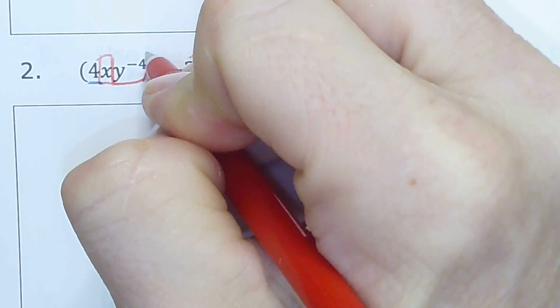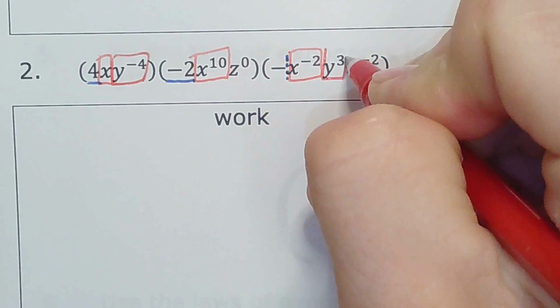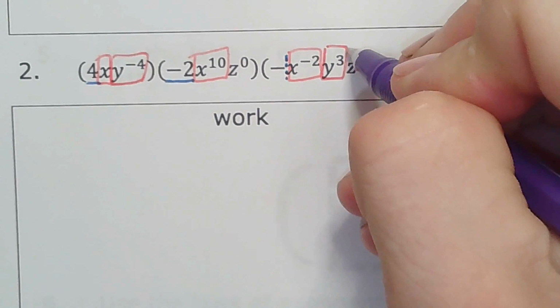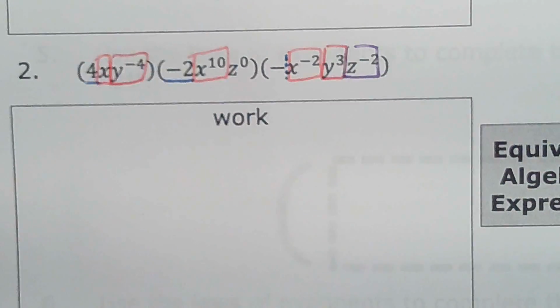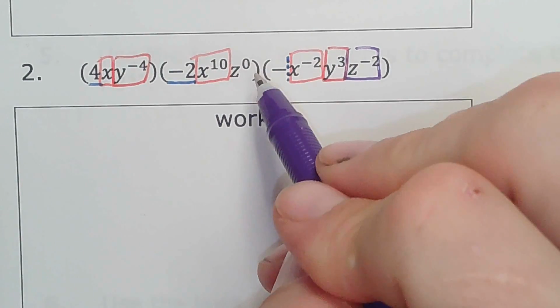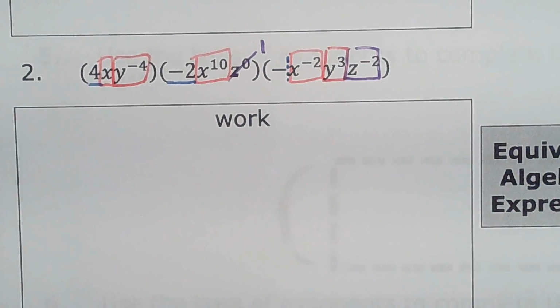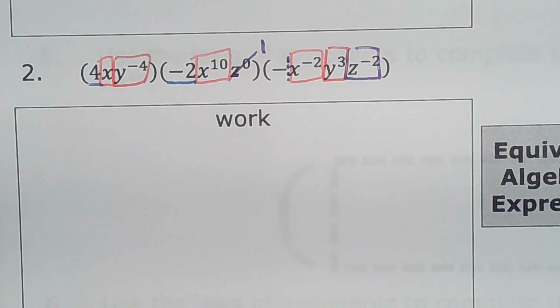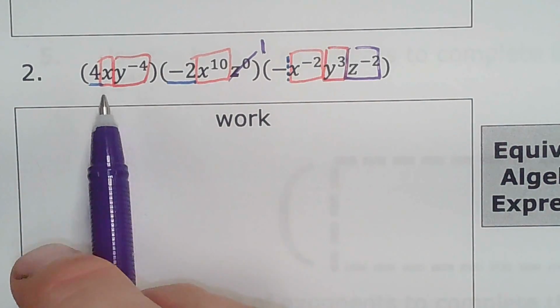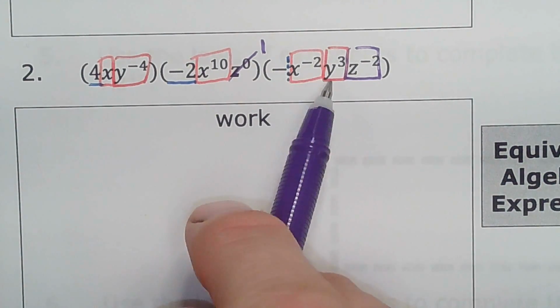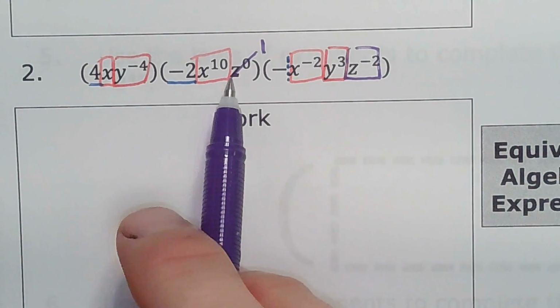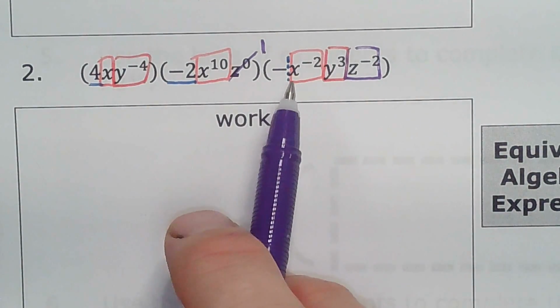My y's will be red again. Y's are red. And then I have a purple z, and then another purple z. But this one is z to the 0th. I'm just going to ignore that because that's a 1. So when I transcribe this next line, I'm just going to drop that 1 because anything times 1 is itself. Alright, so this is what I'm doing when I'm clearing things out of the parentheses. So I consolidate any like terms, and that 1 can go away because that's just 1.